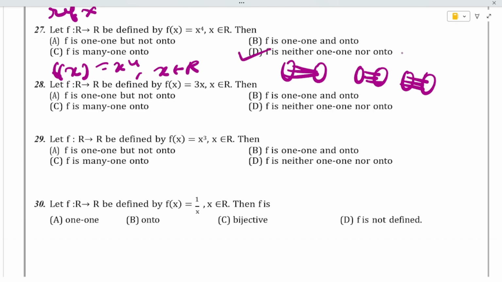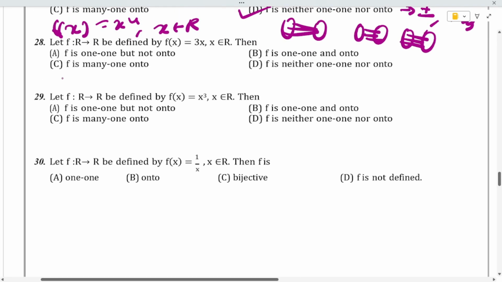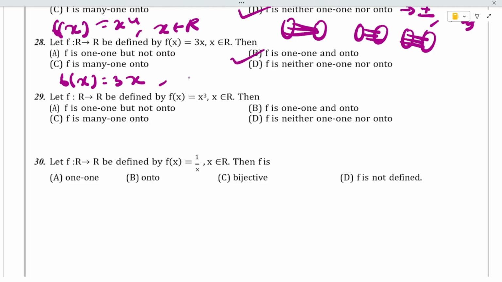It is not 1 1 nor on 2 because of plus or minus, and negatives are not there, so it is not 1 1 nor on 2. You can take f of x is equal to 3x. Now this is 1 1 and on 2. See, you can take 1 1 and on 2.